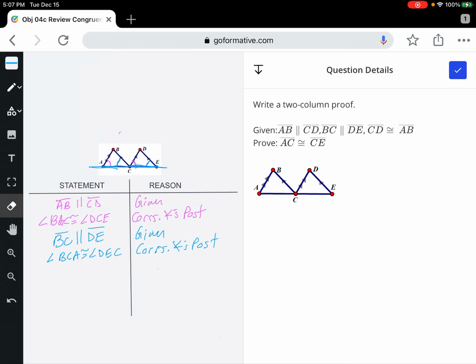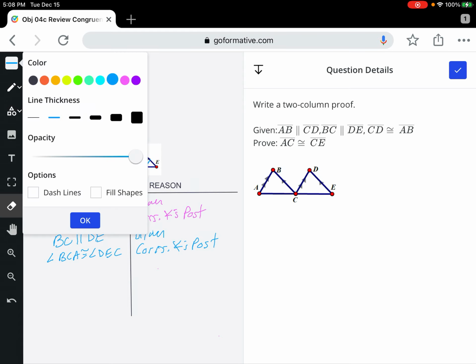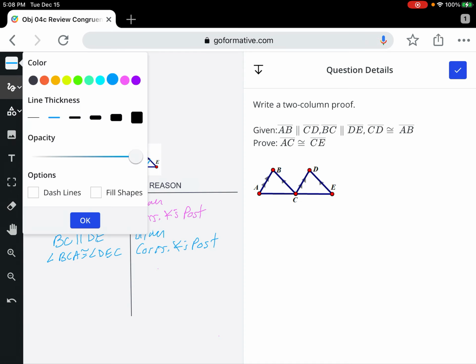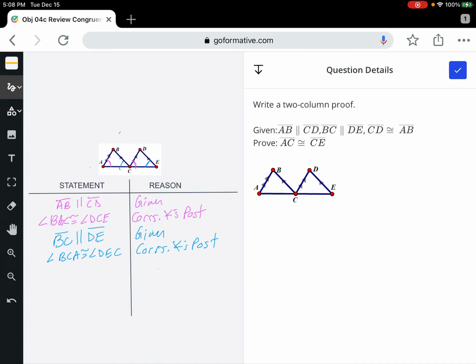Okay, so right now I have two things that are congruent. I also have another part. It tells me that CD is congruent to AB. Okay, that's given. So CD is congruent to AB. That's given. Now I do have enough information.